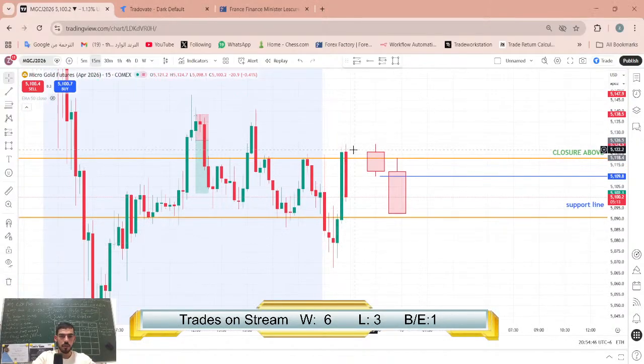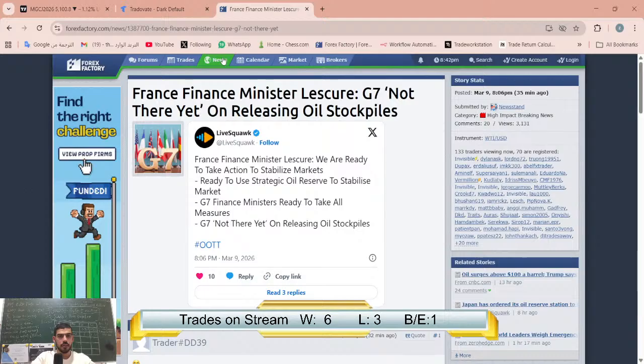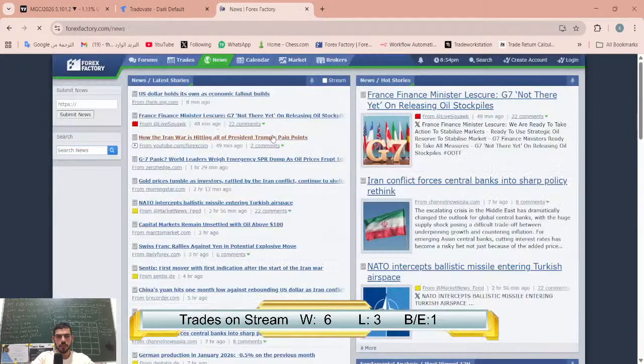Oh, man, look at gold moving now. What's happening to gold? Why is it moving like that? Do we have any upcoming news or something?